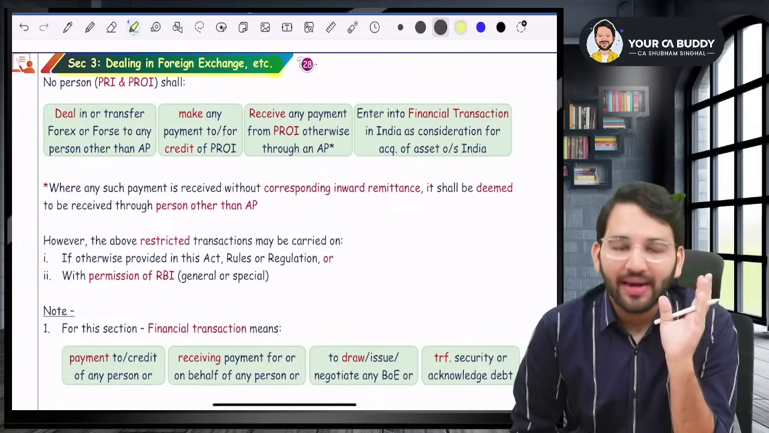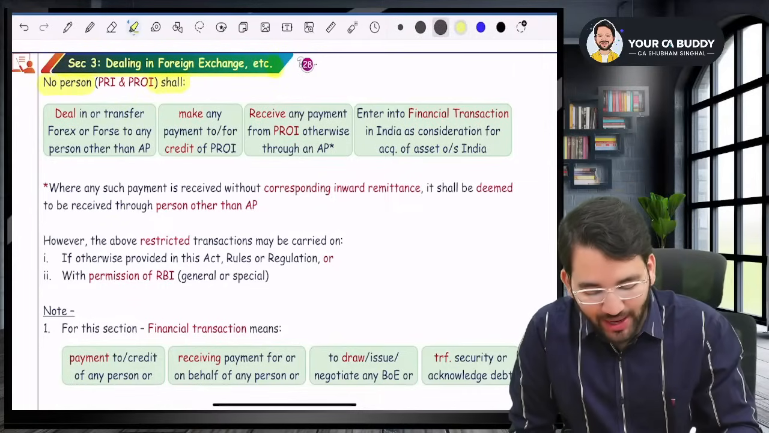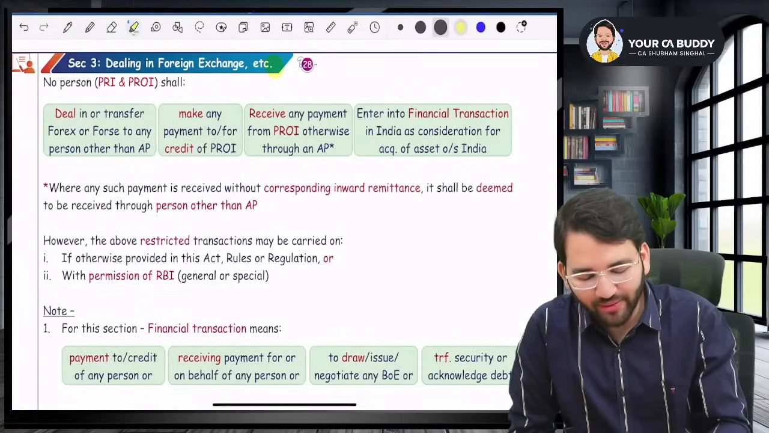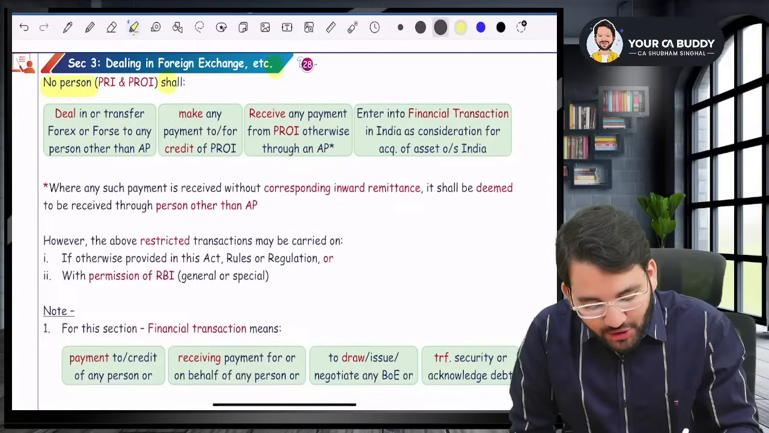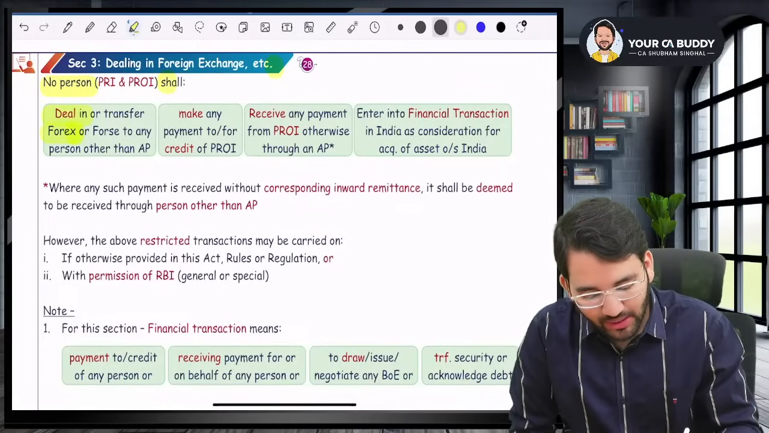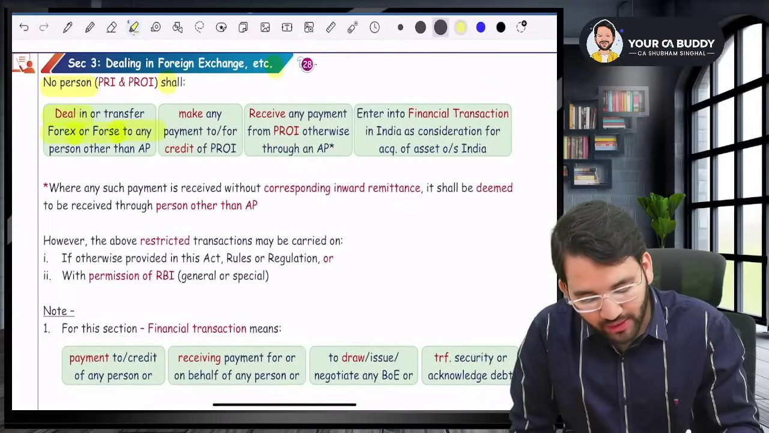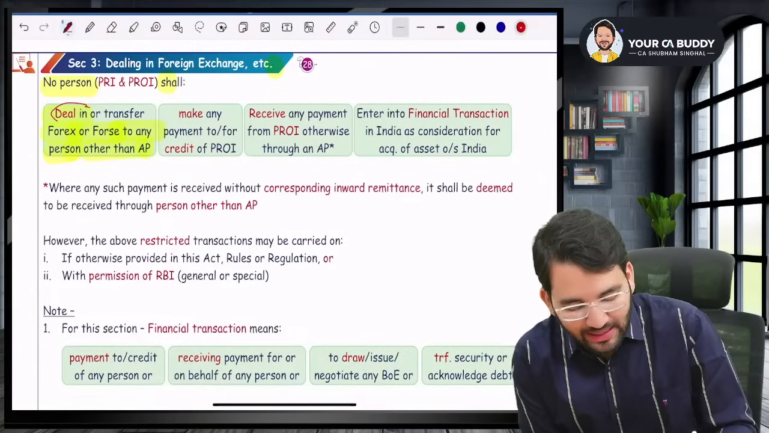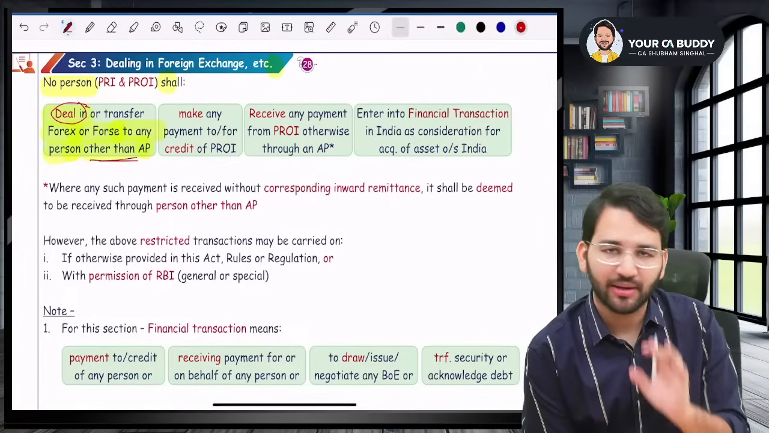What does it say? It says that no person shall deal in... Whatever I tell you, read that much only. No person shall deal in foreign exchange or foreign security to any person other than an authorized person. Sir, you will not deal in any forex other than through an authorized person. I'll explain everything.